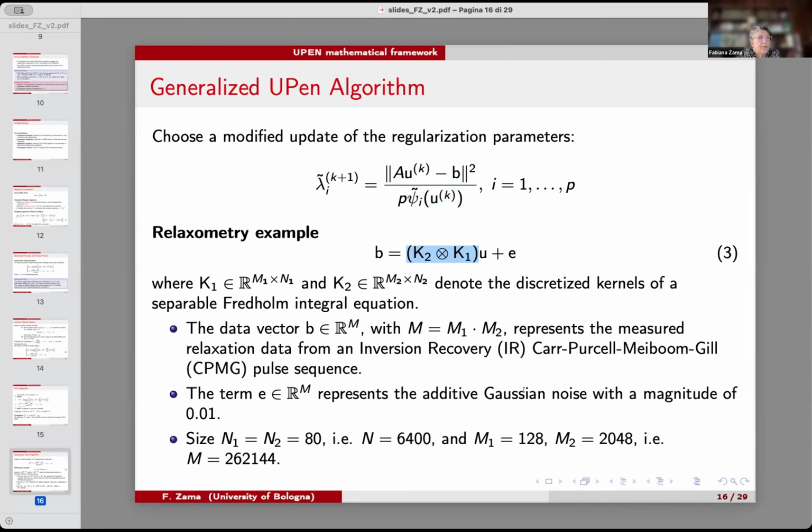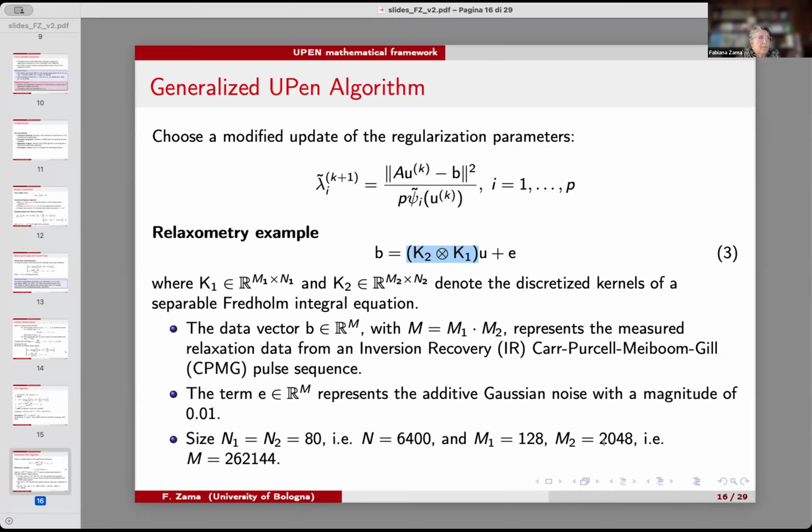We define a test problem by adding noise with a given magnitude. This is the size of the problem, so we have a quite large problem. The matrix is very large, and so we will need to understand somehow how to solve this problem in an efficient way.